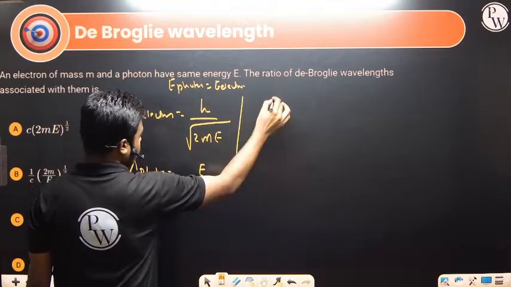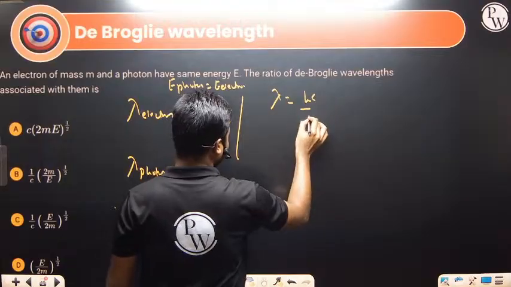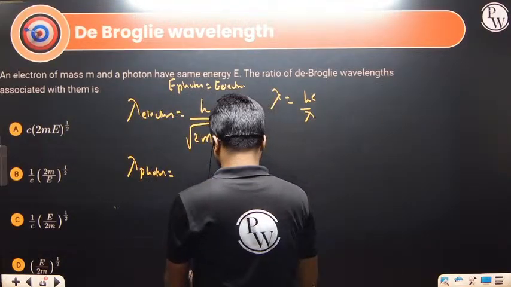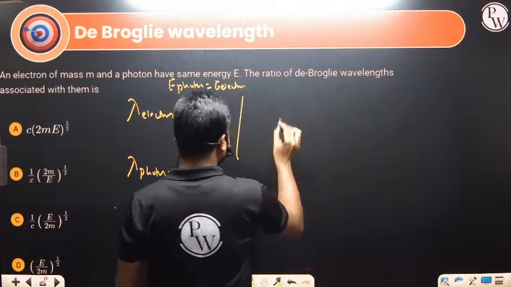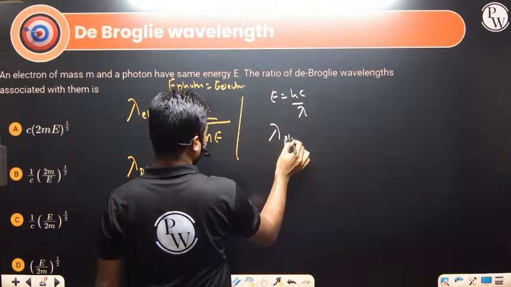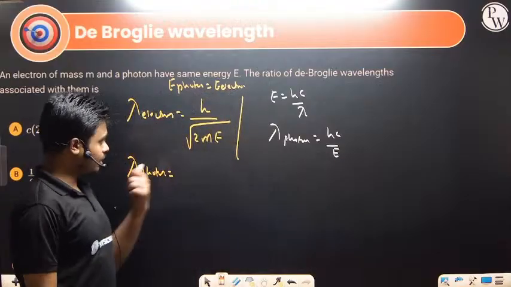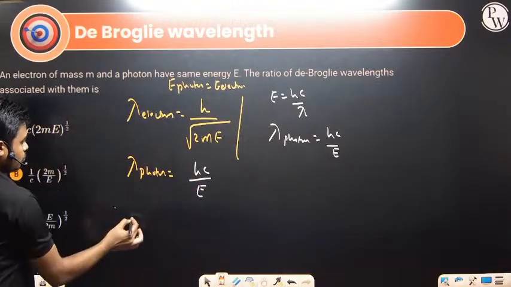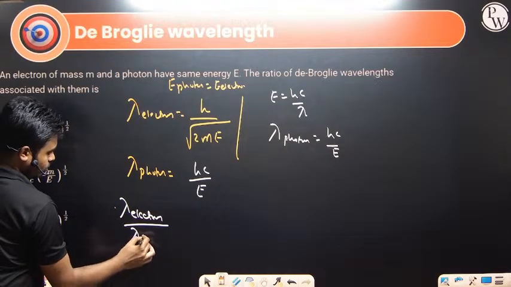We know that lambda is given by h by momentum. So energy is equal to hc by lambda. So lambda of the photon I'll be writing as hc by E. Okay, hc by E. We have to find the ratio of these two. So lambda of electrons divided by lambda of photon.